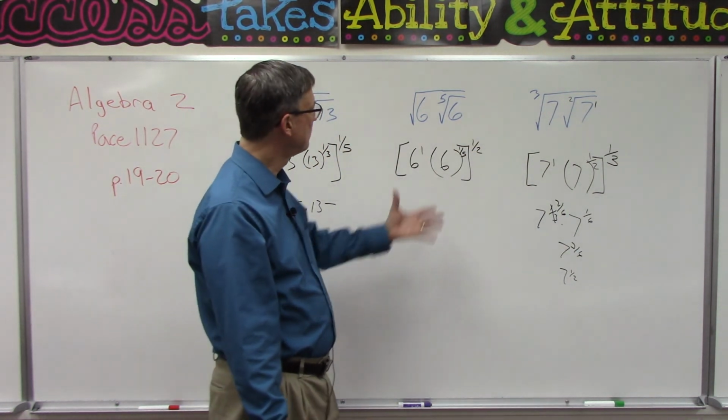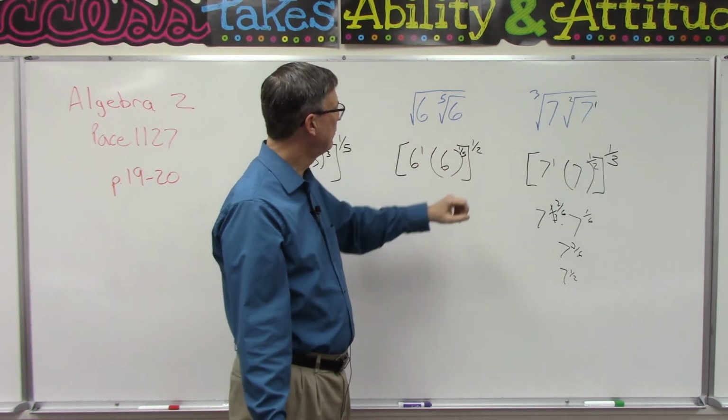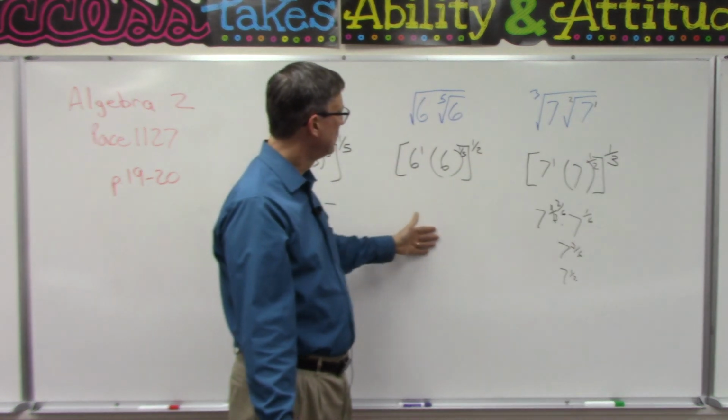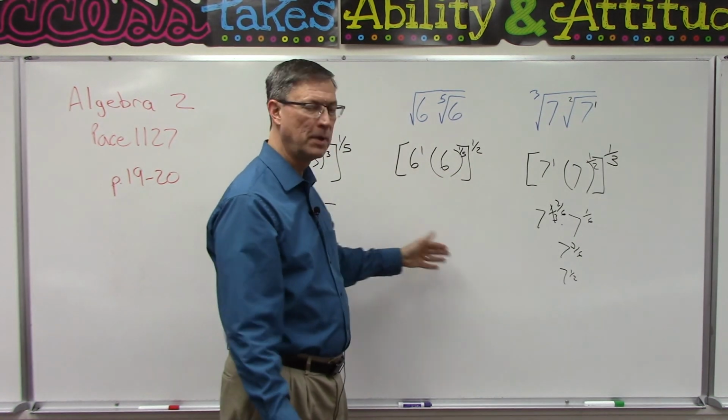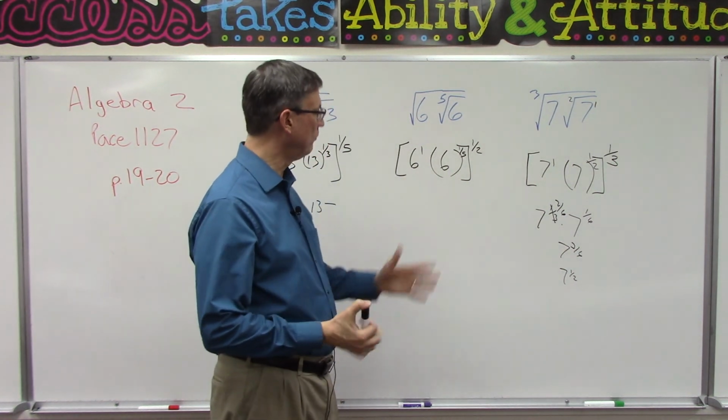Hopefully you see the steps to get it this far. And now you'll take this exponent times 1/2, and then this exponent times 1/2, and then, since you have the same base, it's just a matter of adding the exponents. All right, go ahead and finish that.